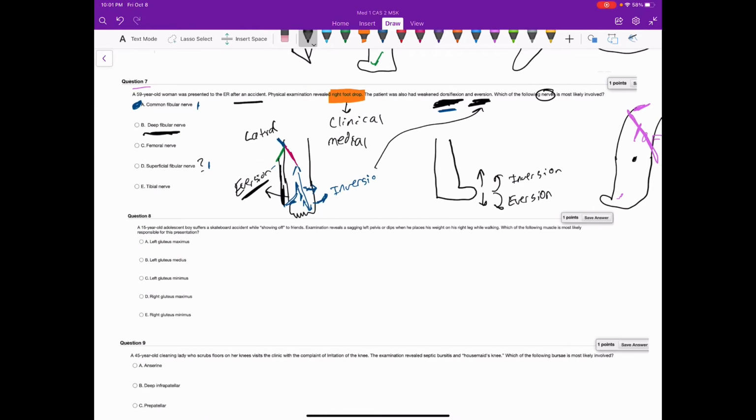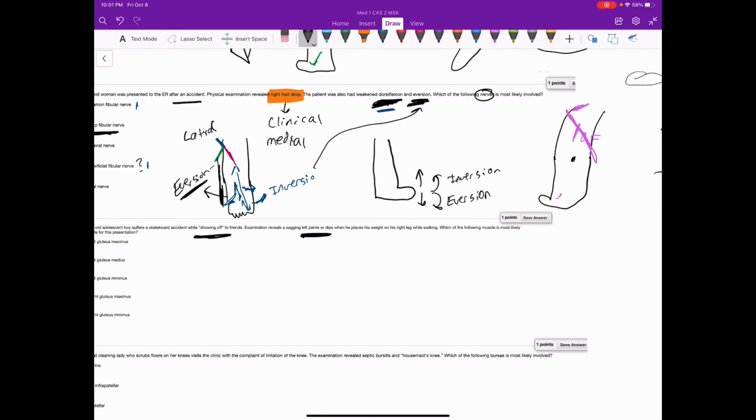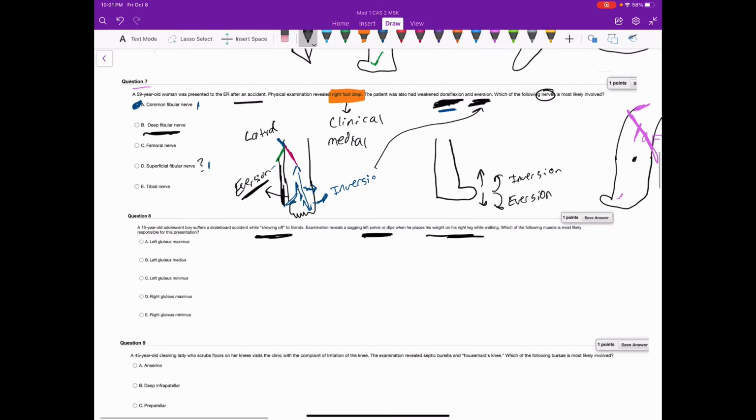Okay, so number 7 is A. Number 8. What is number 8? A 15-year-old adolescent boy suffers a skateboard accident while showing off. Okay, so I don't know why I underlined that, but a skateboard accident when he's showing off. Examination reveals a sagging left pelvis or dips, right? Sagging left pelvis or dips when he places his weight on the right leg. So something's wrong when he places his weight on the right leg. Which of the following muscles is responsible for the presentation?